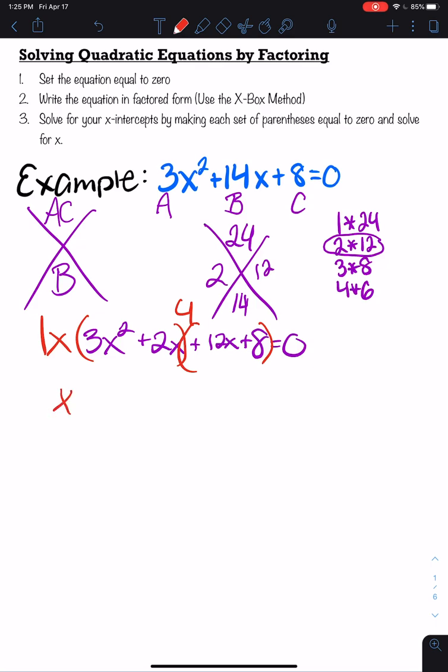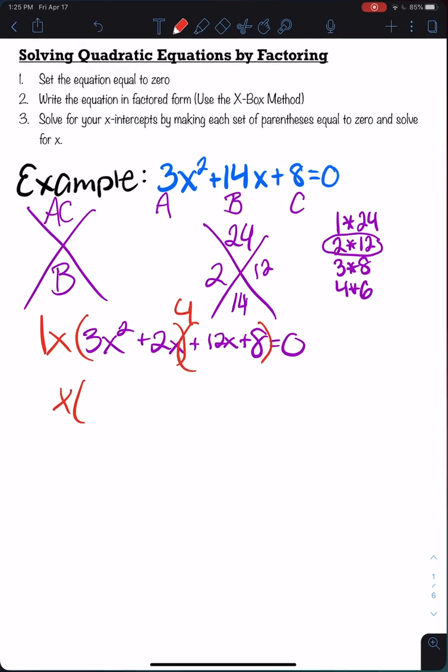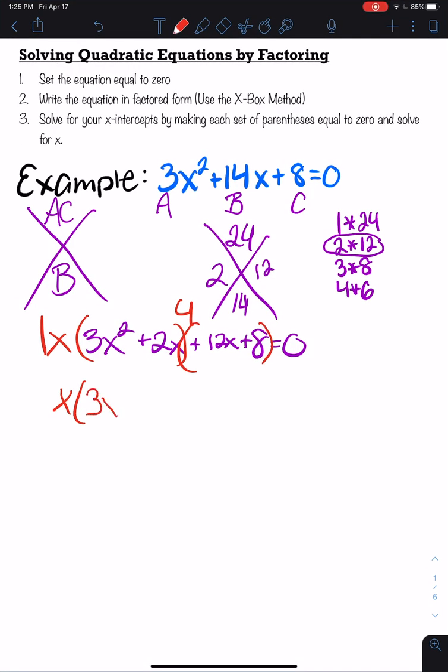So if I factor out x from my first set of parentheses, this leaves me with 3x plus 2. And if I factor out 4 from my second set of parentheses, this also leaves me with 3x plus 2, because 12x divided by 4 gives me 3x, and 8 divided by 4 gives me 2. And all along, this is still equal to 0. So you can check that you factored out the greatest common factor correctly, because at this point, you should have the same exact thing in both sets of parentheses, which in this example is 3x plus 2.